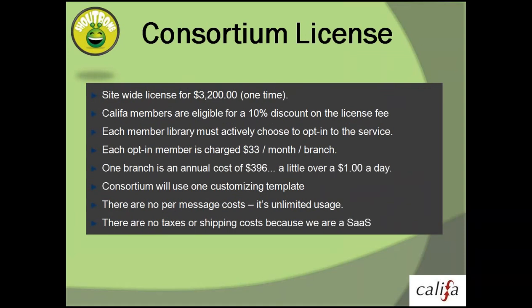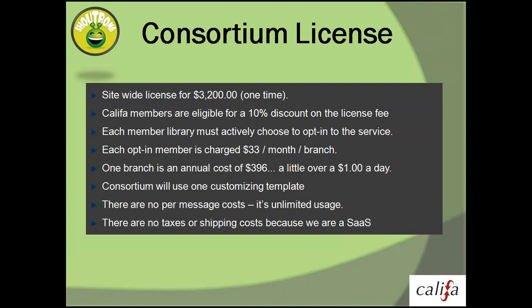So pricing. For the consortium, as well as the individual, the site-wide license is $3,200. But for Khalifa members, there's a 10% discount on this license fee. And for the consortium, each member library must opt into the service, meaning if they don't want the service, then there's no charge for them, and they won't be part of the rollout or the go live process. They can join at any point after. It's up to them. But the cost is $33 per month per branch.